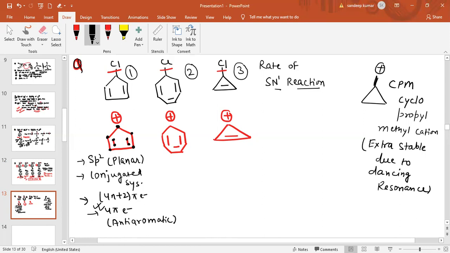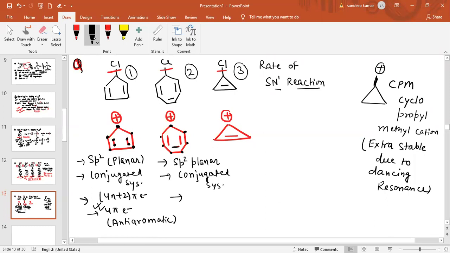Now see another part. In another part again, this carbon is sp2 hybridized, this carbon is also sp2 hybridized, this carbon also sp2, this is also sp2, this is also sp2, and this is also sp2. Now see how many conjugated: positive charge, single, double, single, double, single, double, and then single. So this is again sp2 planar, and this is also a conjugated system.